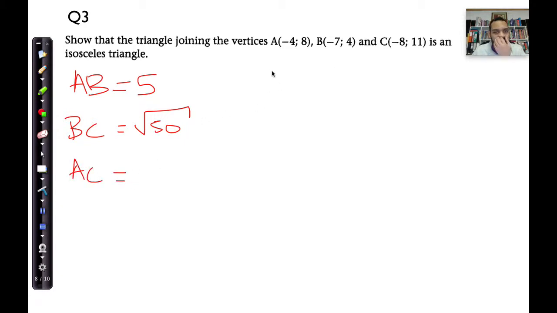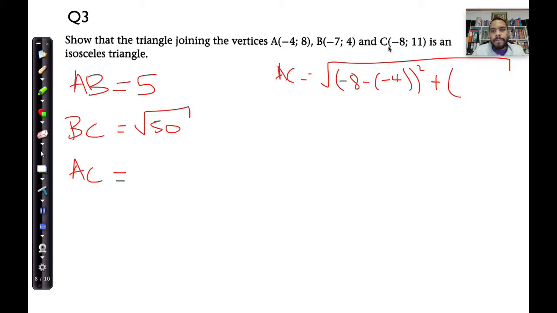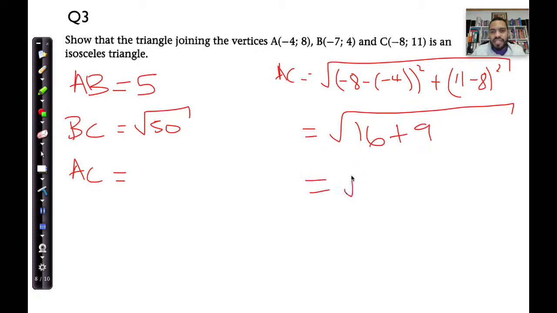If I have to work out AC, I can say that AC is equal to the square root of C minus A, which is going to be minus 8 minus minus 4, and let's square that, plus 11 minus 8 and square that over there. So what do I get? Minus 8 plus 4 is going to be minus 4, and squared I'm going to get 16. And then 11 minus 8 gives me 3, so 3 squared is going to be positive 9. That is actually root 25, and root 25 is just 5.